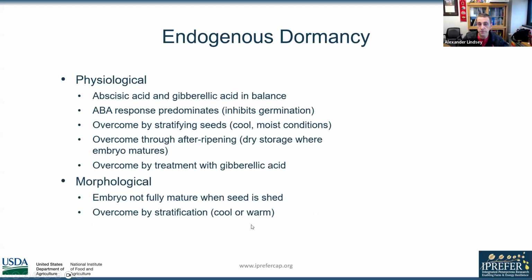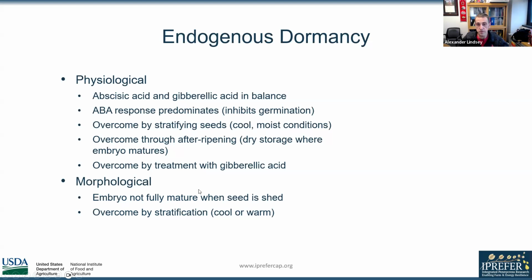The more common type of dormancy found in most plants is endogenous physiological dormancy, where seeds have a balance of abscisic acid and gibberellic acid contained within their plant parts. Abscisic acid response predominates in dormant seeds by inhibiting germination, and it can be overcome by either stratifying seeds, or holding those seeds in cool, moist conditions, or through after-ripening in some cases, where you have dry storage while the embryo matures. This is typically overcome by treatment with gibberellic acid, the hormone that promotes germination; we're just adding more of it at any given point in time.